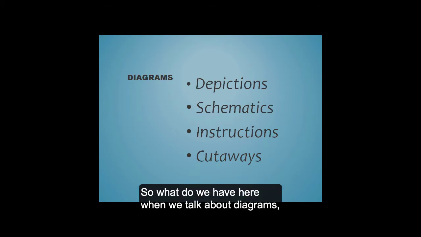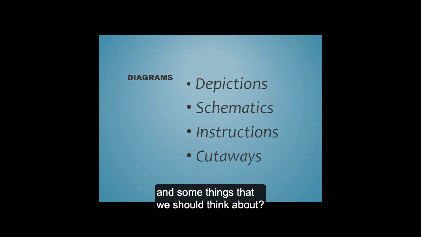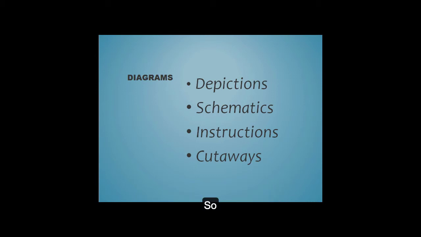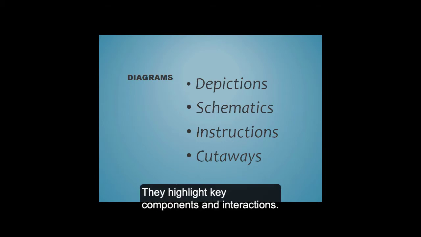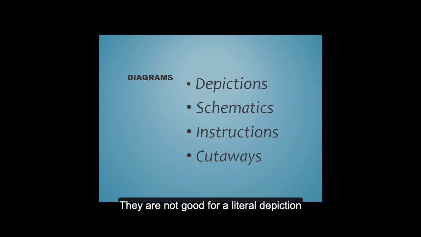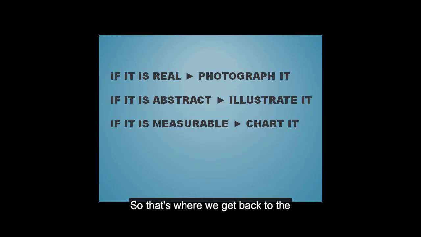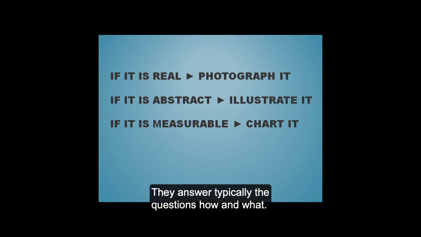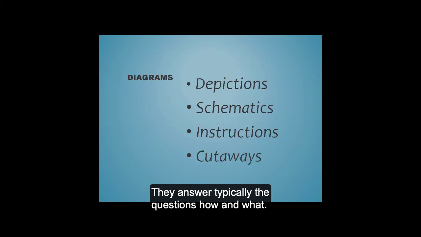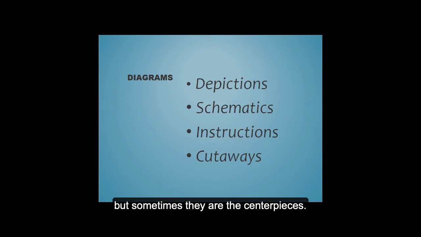So what do we have when we talk about diagrams and some things that we should think about? Overall, diagrams are best suited for comparing spatial or hierarchical relationships. They highlight key components and interactions. They are not good for a literal depiction that could be done just with a photograph. So that's where we get back to if it's real, just photograph it. They typically answer the questions how and what. They are often used as a secondary visual element, but sometimes they are the centerpieces.